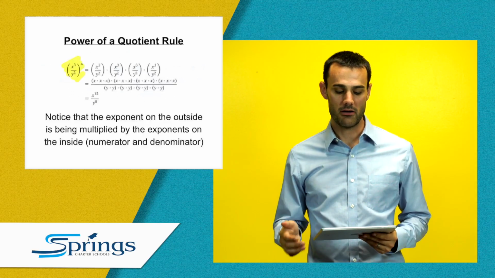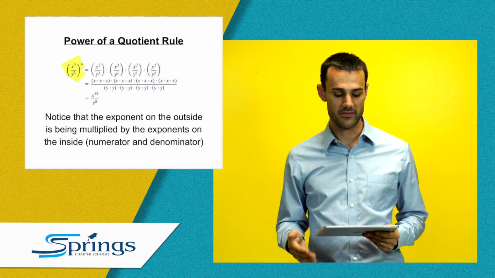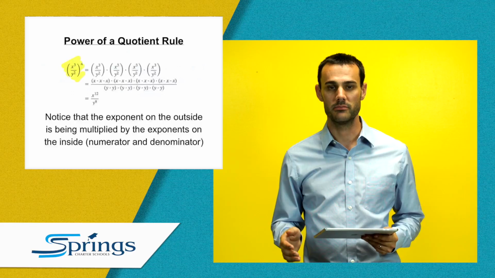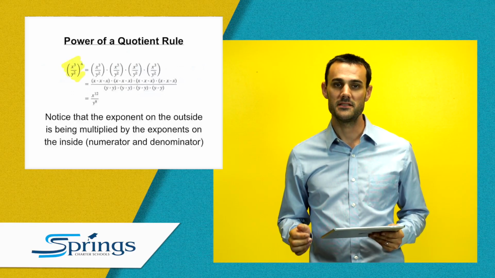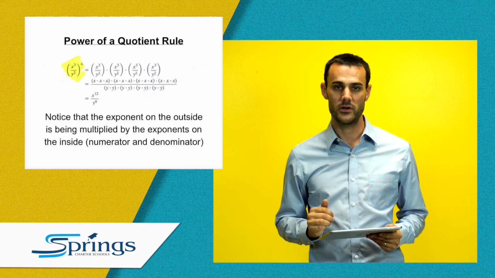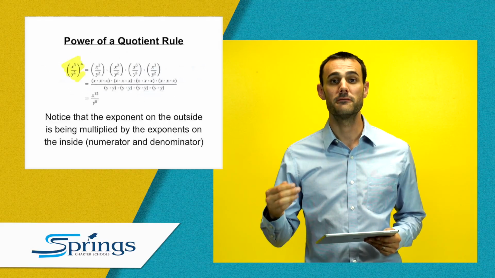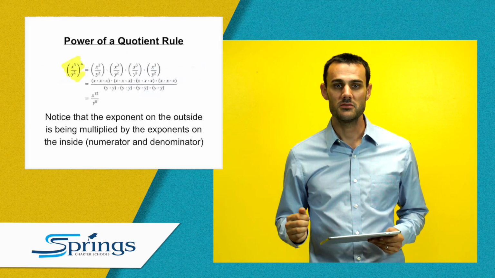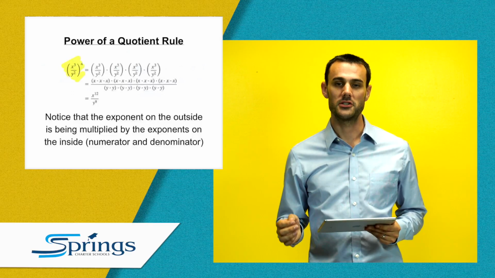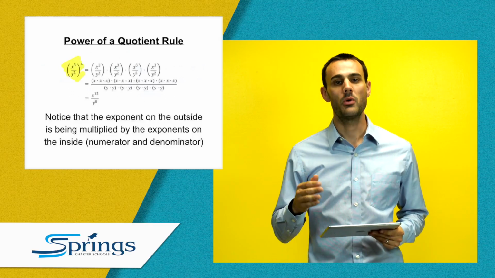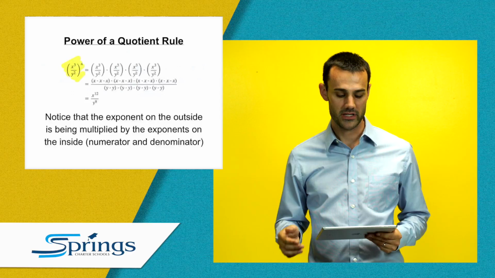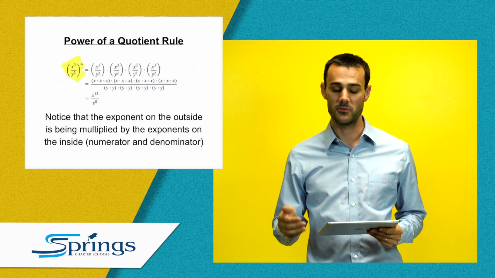Let's review the power of a quotient rule. In yellow, I've highlighted the actual beginning problem. We have inside our parentheses x cubed over y squared, and outside our parentheses the entire problem is being raised to the 4th power. Let's use what we know about the distributive property, and we're going to distribute that power of 4 to what we have inside our exponents. So we can see here it's broken down for you in a very simple way.